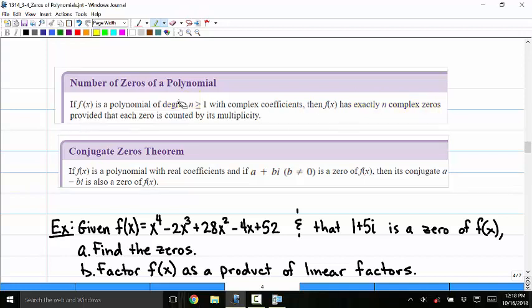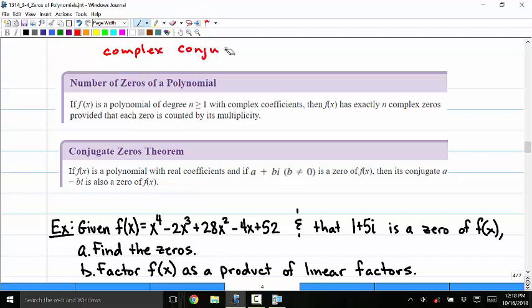You also have the conjugate zeros theorem that says if you have a polynomial and you know a plus bi is a complex zero, then you also have its conjugate a minus bi. They come in what are called complex conjugate pairs. That's actually worth writing. Complex conjugate pairs: a plus bi and a minus bi.